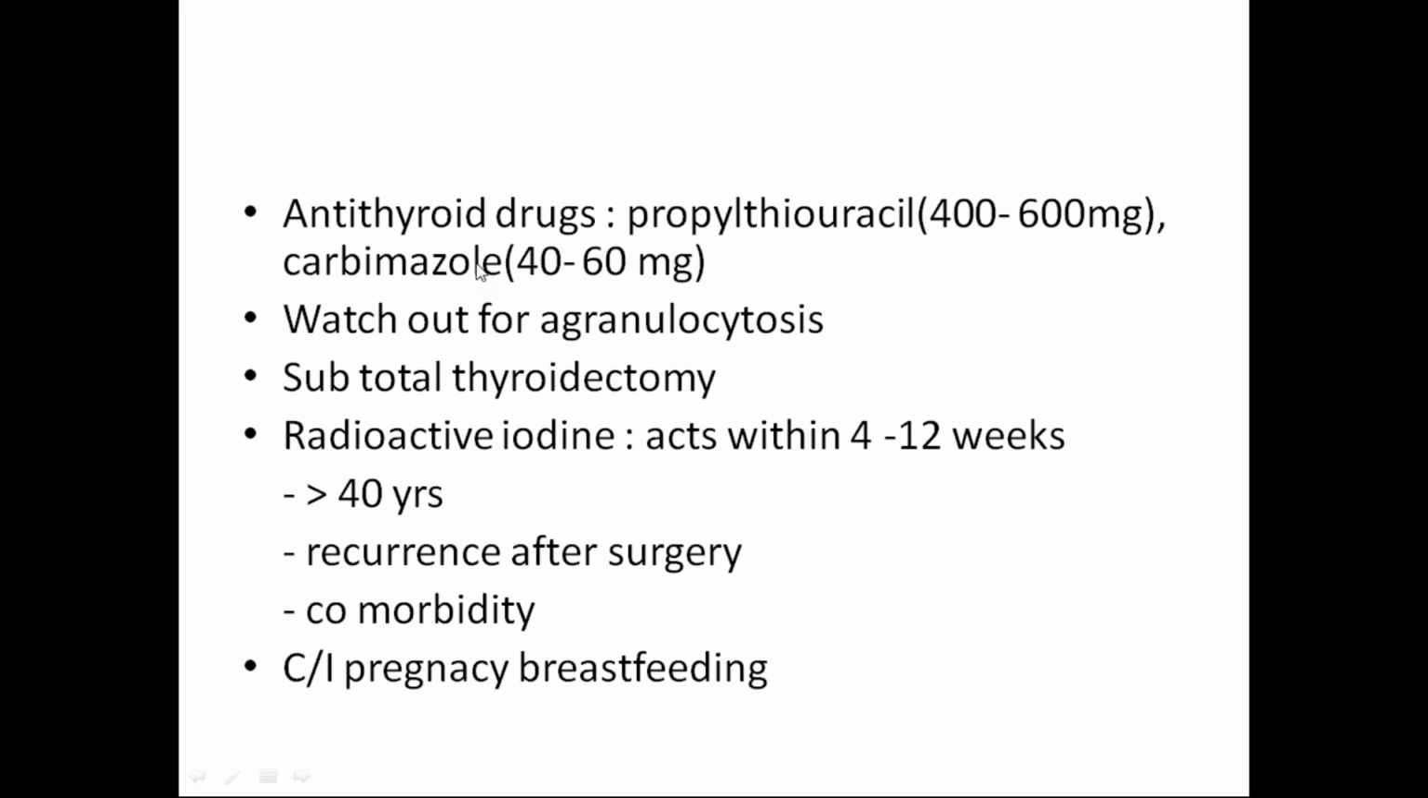In this, among the antithyroid drugs, propylthiouracil is given initially in the dose of 400 to 600 mg daily, and we can use propylthiouracil or carbimazole 40 to 60 mg daily. The main difference between these two drugs is that propylthiouracil can be used in patients with pregnancy and postpartum, whereas carbimazole is contraindicated in pregnancy because it causes aplasia cutis in the fetus, the newborn.